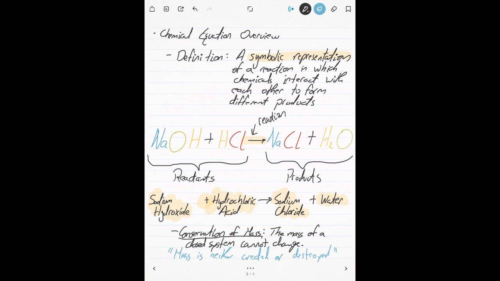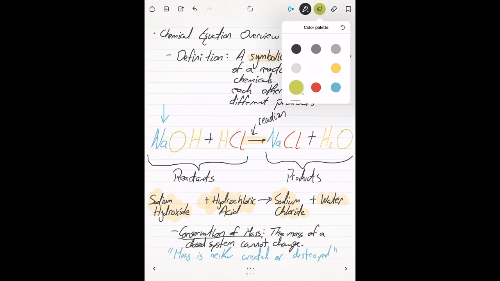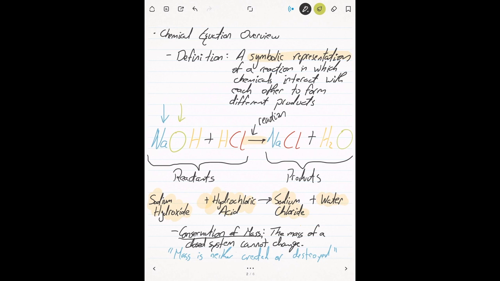How can we see that in this symbolic representation of a chemical interaction? Well, it's actually pretty simple. First off, take a look at the left-hand side here. Notice that we have one sodium element, okay? There was one sodium atom in this interaction. We also have one oxygen atom on this side. We also have one chlorine atom on this side. And we have two hydrogen atoms. This makes up the actual mass of the reactants.